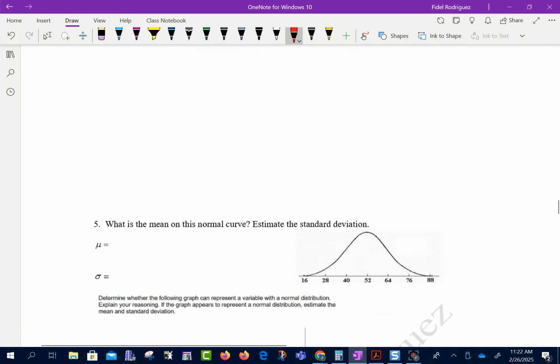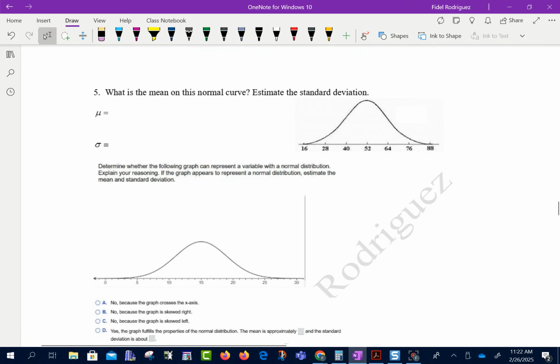Let me continue scrolling down. And let's see, can we find, again, the mean on this curve? Let's see if we can find our average. So my average here is going to be 52. And then my sigma, if I pick these points right about here and I scroll down, that's going to be about 8.